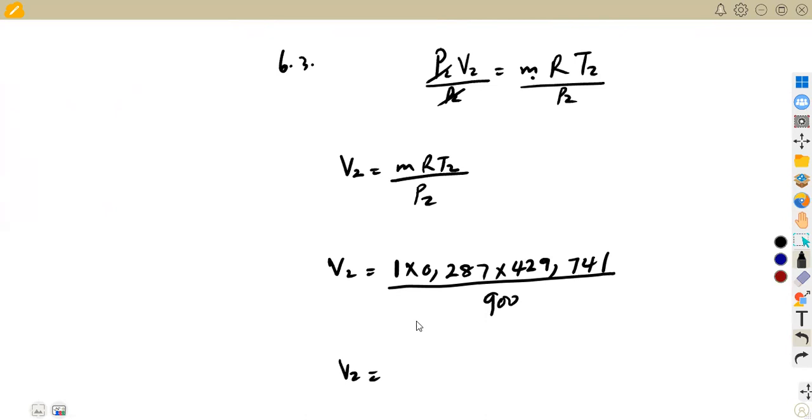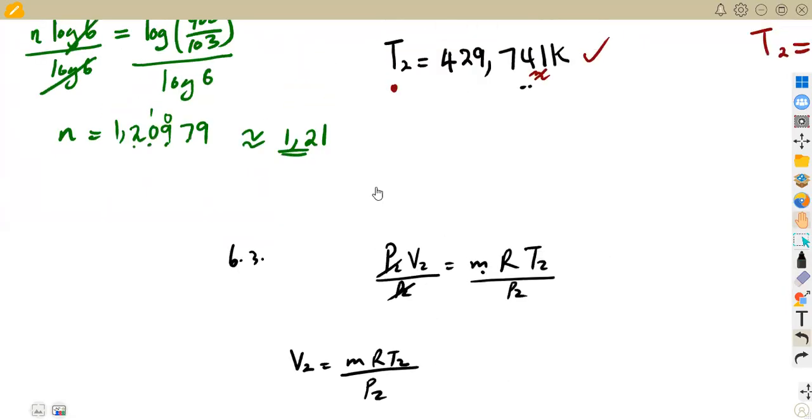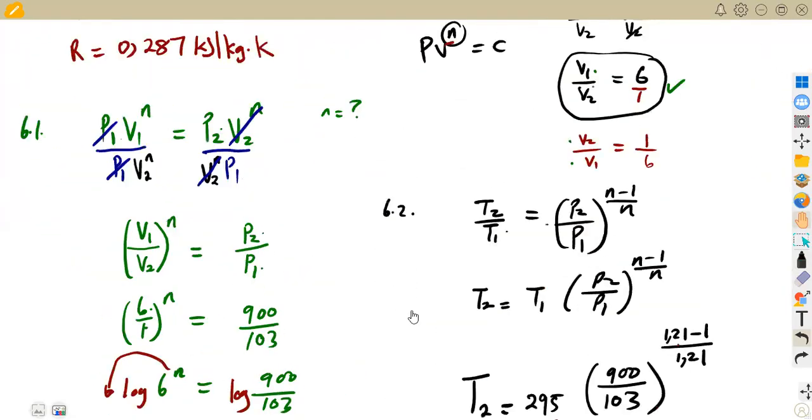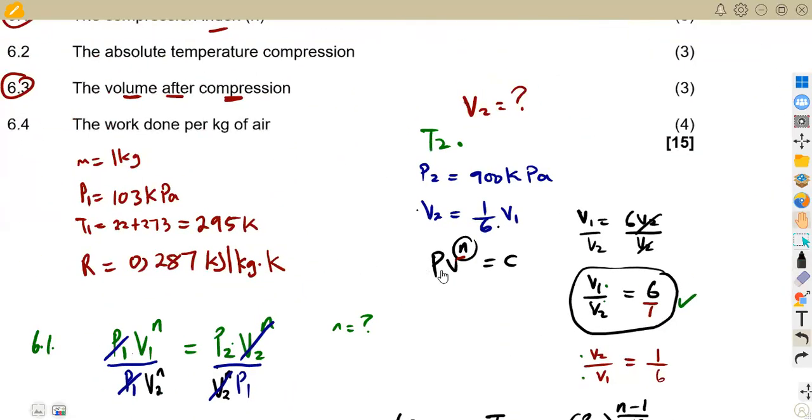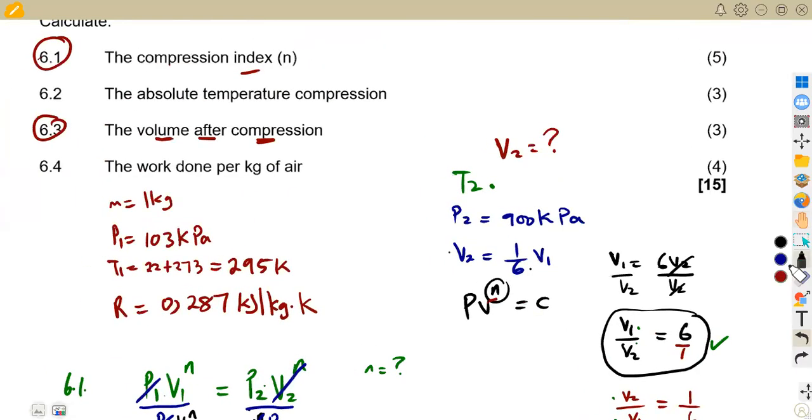So that gives us the volume at the exit, V2, which is going to be 0.137039, which is 0.137 in cubic meters. So our volume is in cubic meters in this case. I think this one is a direct application of our gas laws.